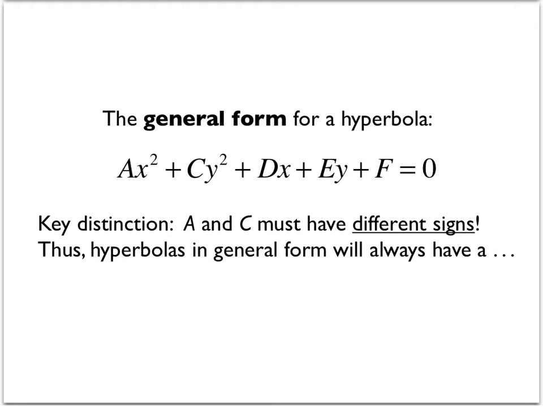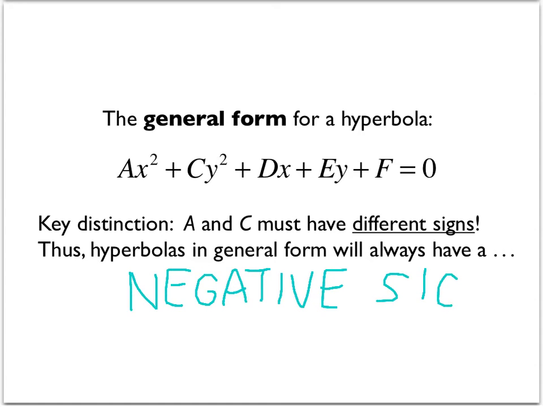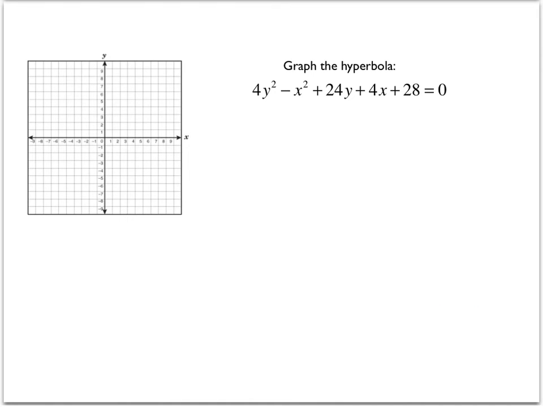So what I was trying to get at here is that the general form will always have a negative sign in it. This is how you'll be able to distinguish between hyperbolas and the other conic sections.